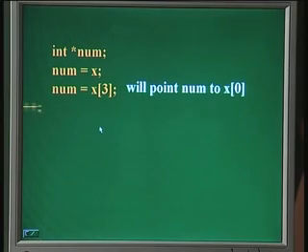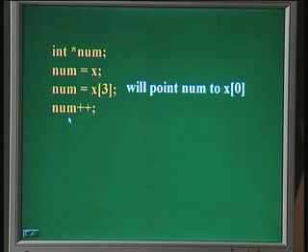Now we have an integer pointer declared, NUM, which is type integer. Then we are assigning NUM equal to x. Now x was an array which we saw. When you say NUM equal to x, that will point to the base address of array x, that is, the base element of x. If you say NUM equal to x of 3, then NUM would point to the last element, that is the third element of the array.